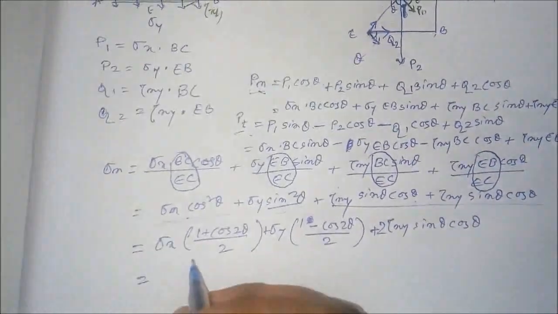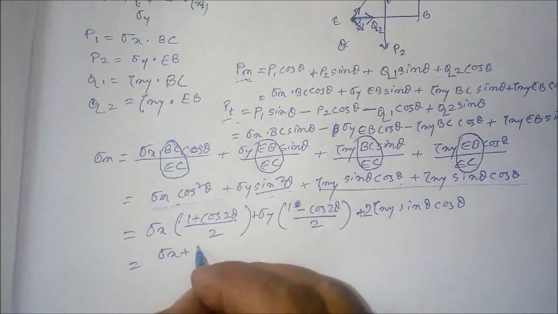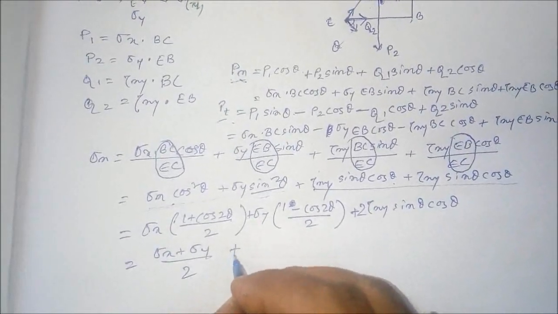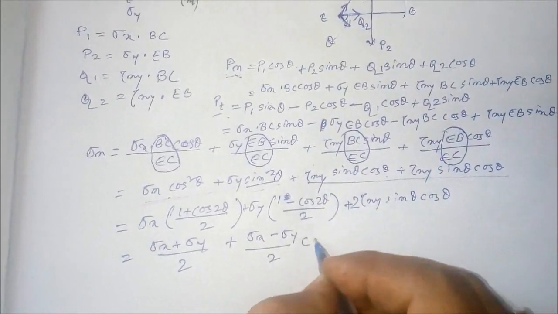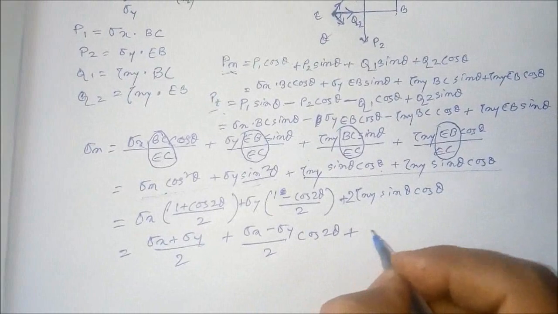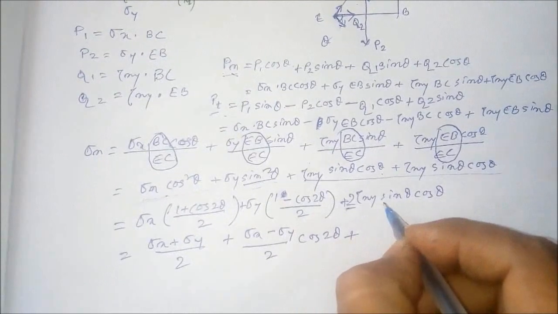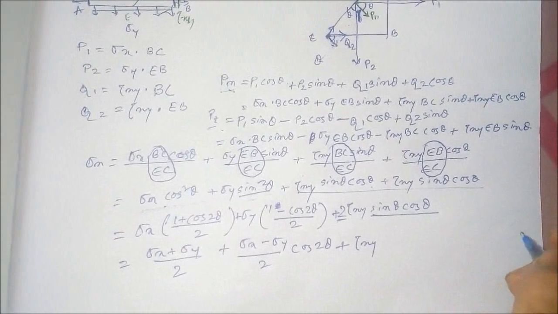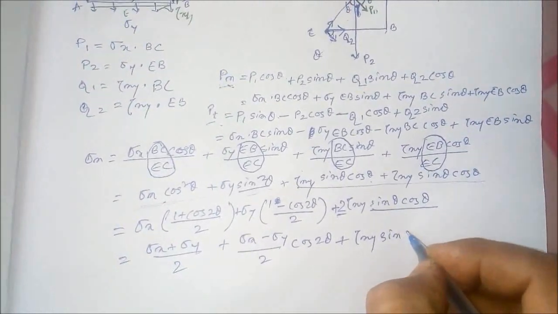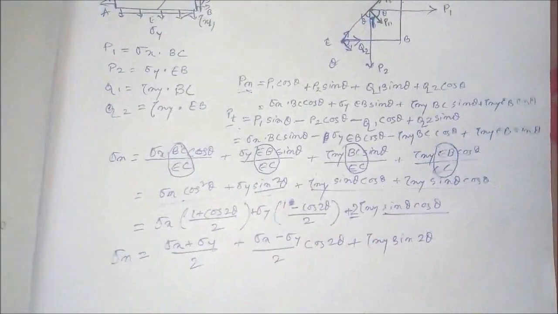Now after further simplifying, we can get sigma x plus sigma y by 2 plus sigma x minus sigma y by 2 cos 2 theta, right? And plus, if we do 2 sin theta cos theta, then we will get tau xy sin 2 theta. This is the sigma n, the normal stress.